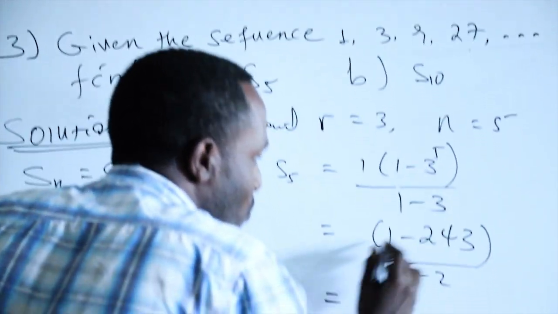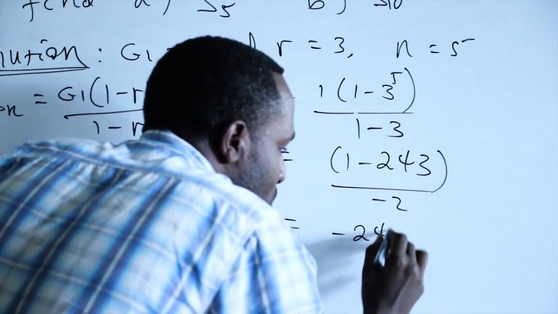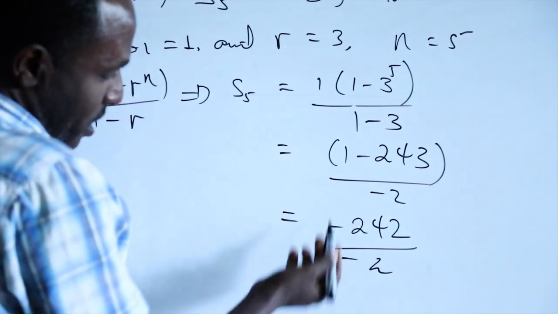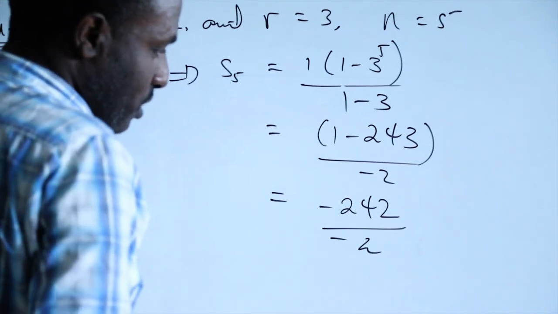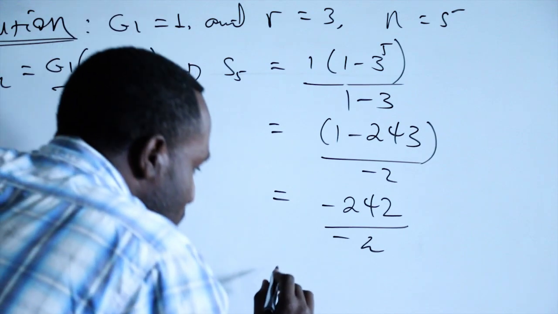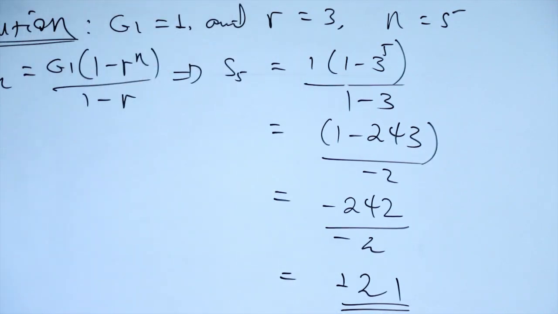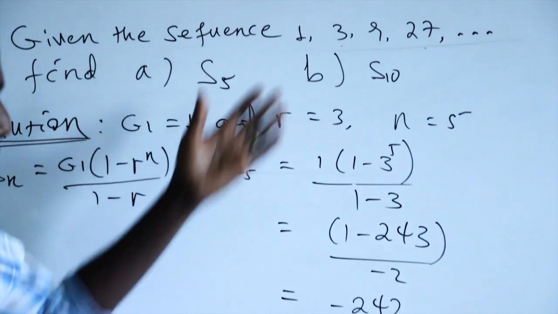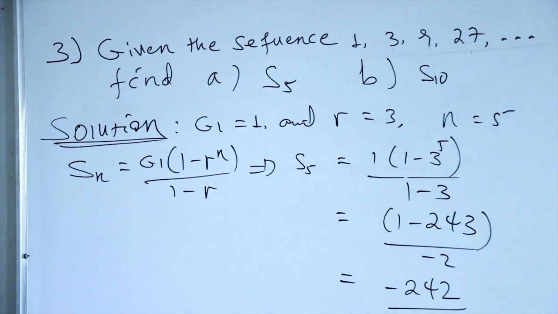So the result is 1 minus 243, which is negative 242, over negative 2. When you simplify, negative with negative cancels out. 242 divided by 2, your result is 121. So the sum of the first 5 terms of the given sequence is 121.